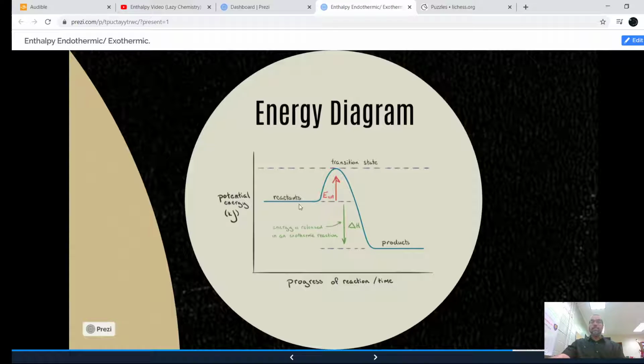So a couple of key points for an exothermic one: the reactants are higher than the products. That should make sense because it has to lose energy. We have the activation energy on the left side in kilojoules, and then we should have time or progress of the reaction.